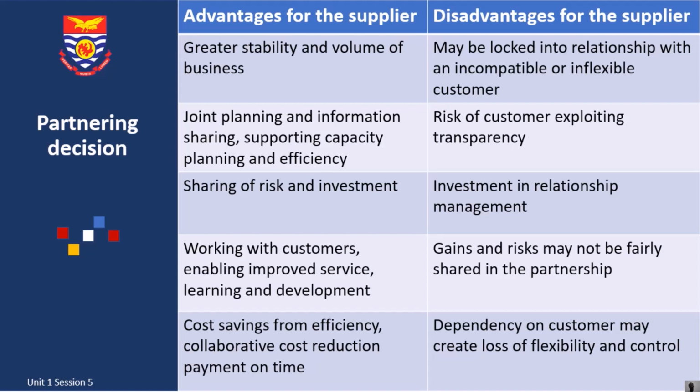However, the disadvantages of partnering for the supplier include the supplier being locked into a relationship with an incompatible customer or buyer. There is also the risk of the customer exploiting transparency, where information exchange is used to the disadvantage of the supplier. And then there is also investment in relationship management. Gains and risk may not be fairly shared in the relationship. That is when one begins to gain power at the expense of the other. And then dependency on the customer may create loss of flexibility and control.